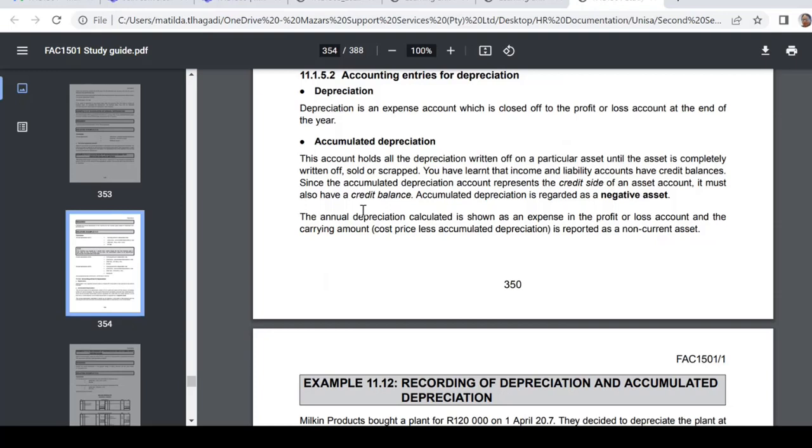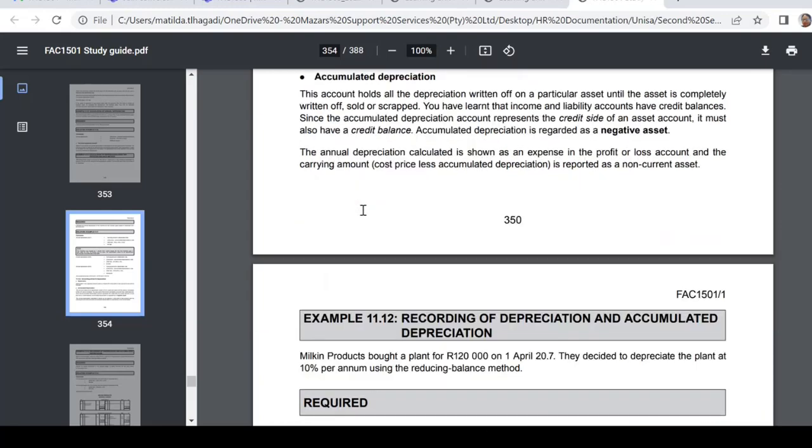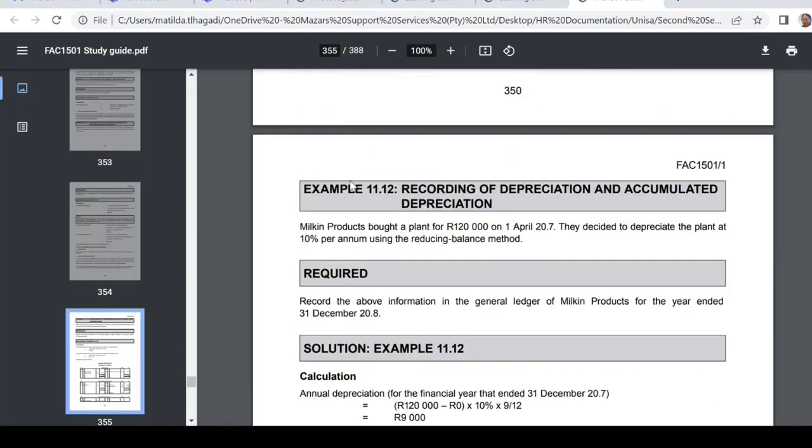You have learned that income and liability accounts have credit balances. Since the accumulated depreciation account represents the credit side of an asset account, it must also have a credit balance. Accumulated depreciation is regarded as a negative asset. The annual depreciation calculated is shown as an expense in the profit or loss account, and the carrying amount is reported as a non-current asset.